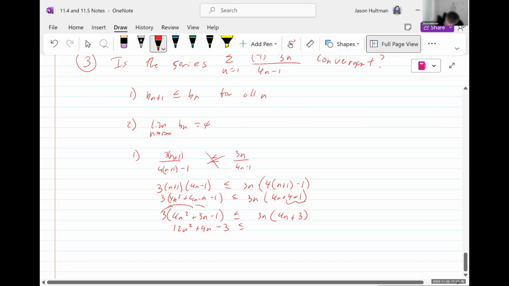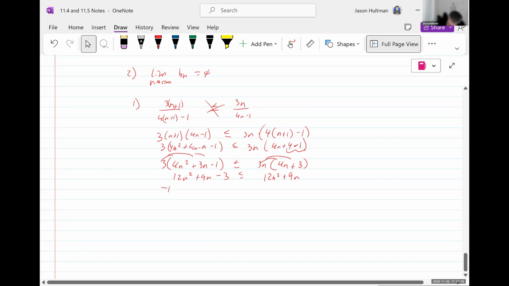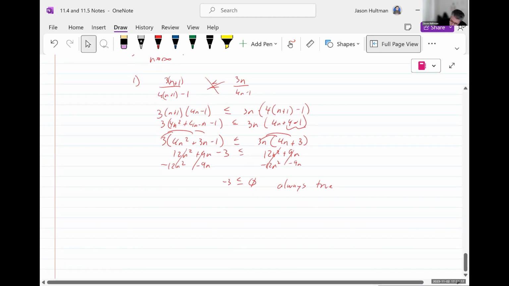And so let's distribute. That becomes 12n squared plus 9n. And that's it. So I can subtract off the 12n squared and subtract off the 9n, and I get -3 is less than or equal to 0. Well, when is that true? That's always true. It's not dependent on n at all. So the first condition is satisfied.